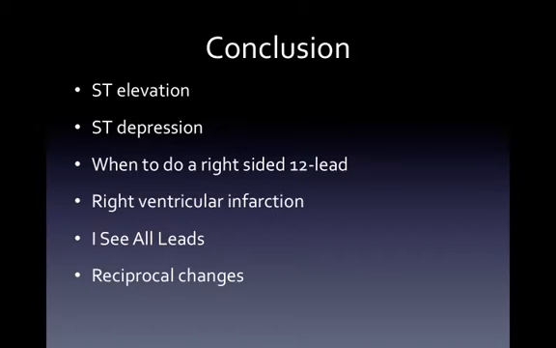ICAL leads is a good acronym to remember all of the leads and their associated zones. I for inferior, 2, 3, and AVF. S for septal, V1 and V2. A for anterior, V3 and V4. L for lateral, V5, V6, 1, and AVL. What is a reciprocal change? A reciprocal change is the opposite camera shot confirming what your primary camera is seeing. So if you see ST segment elevation in your V leads, your reciprocal leads are going to be 2, 3, and AVF.